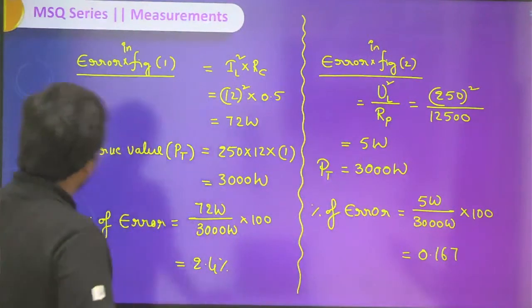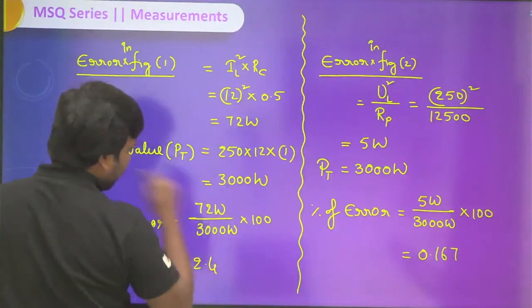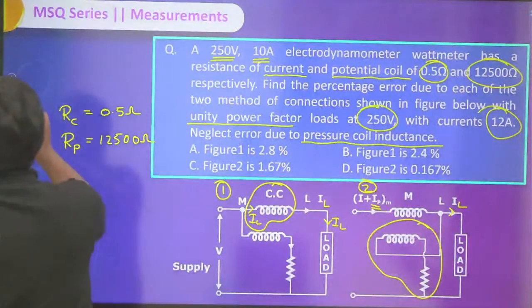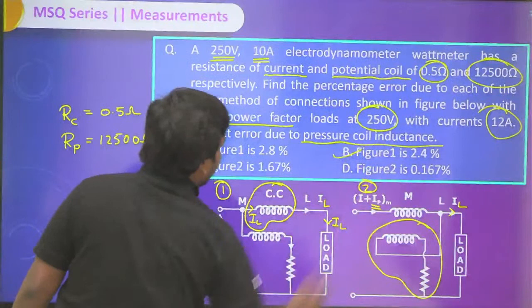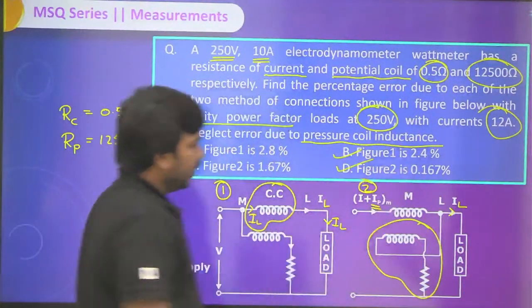Very nice, Ashok, right? 0.167 and 2.4 here. So likewise, we can see two questions. Of course, now you can pick up the correct options here. Figure 1 is 2.4. That is perfectly all right, B. And figure 2 is 0.167. So that is D, B and D.